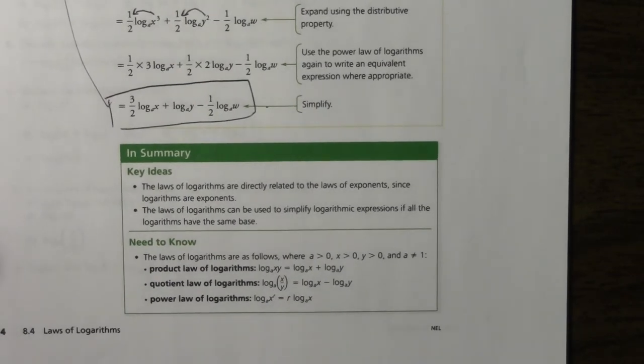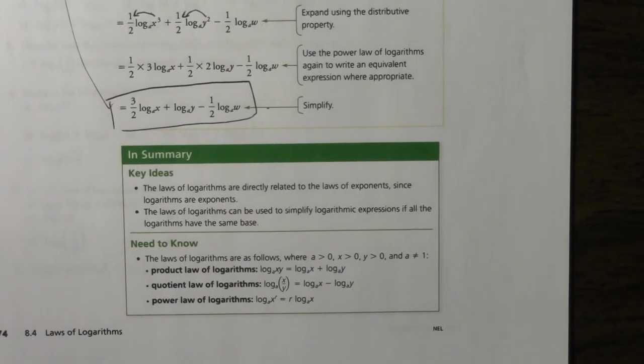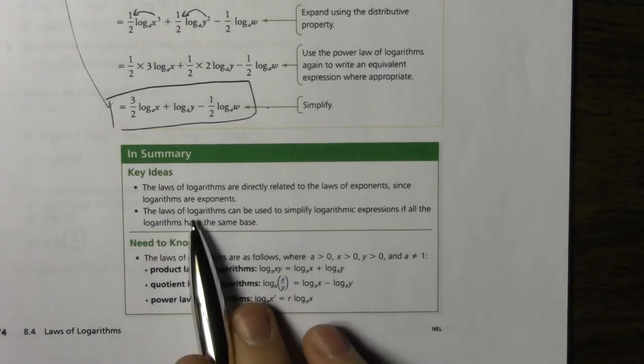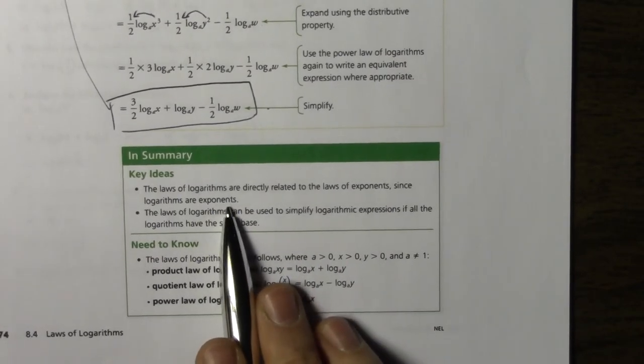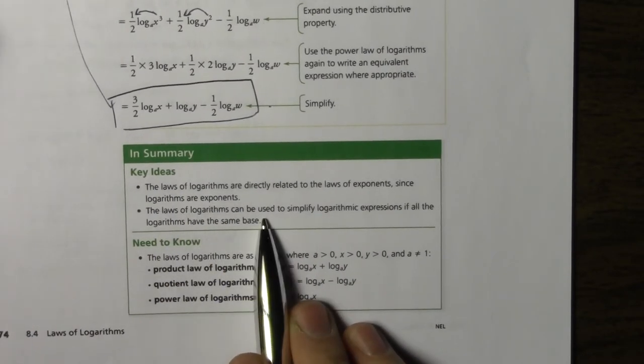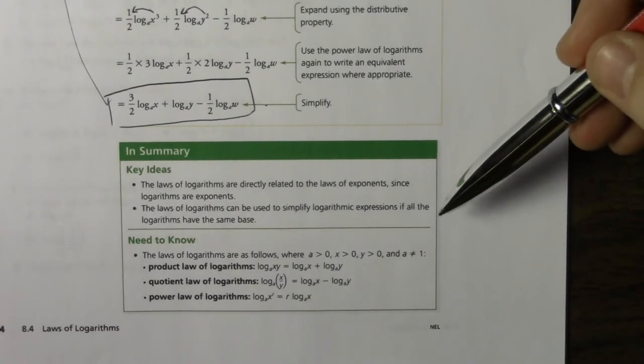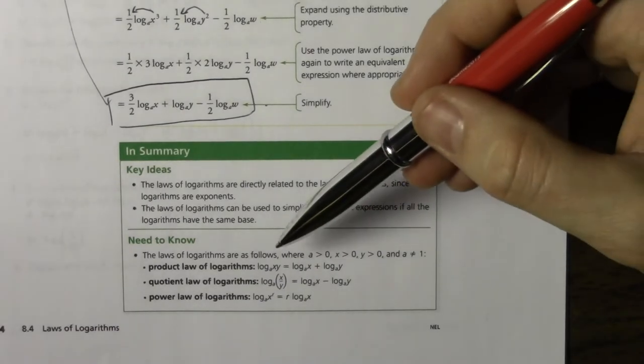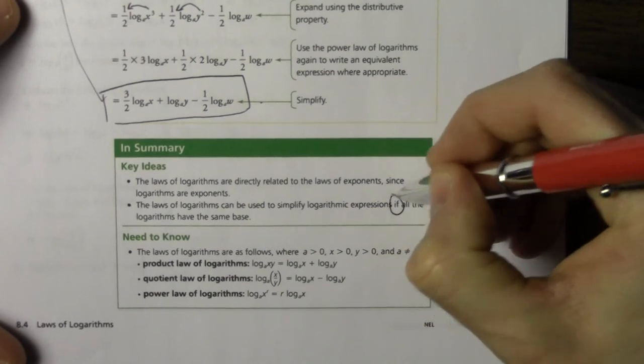Okay, so the key idea: the laws of logarithms are directly related to the laws of exponents, so logarithms are exponents. The laws of logarithms can be used to simplify logarithmic expressions if all the logarithms have the same base. That's important. If.